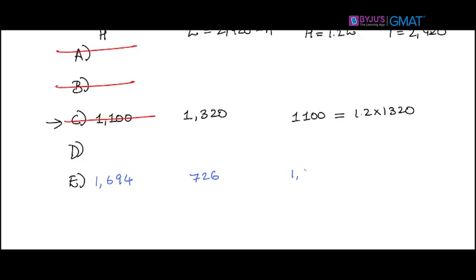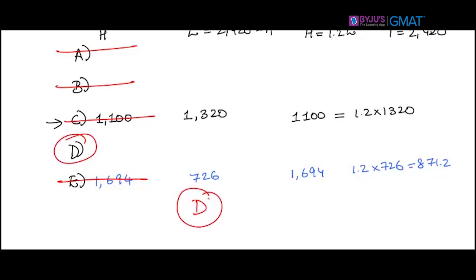So check, is 1694 equal to 1.2 times 726? What do you get? So multiply by 1.2, you will end up getting 871.2, which is way less than 1694. So option E goes out. What are you left with? Option D. You don't even have to check, just mark option D and move ahead. So if the conventional way does not work, you can always use the answer options to back solve.